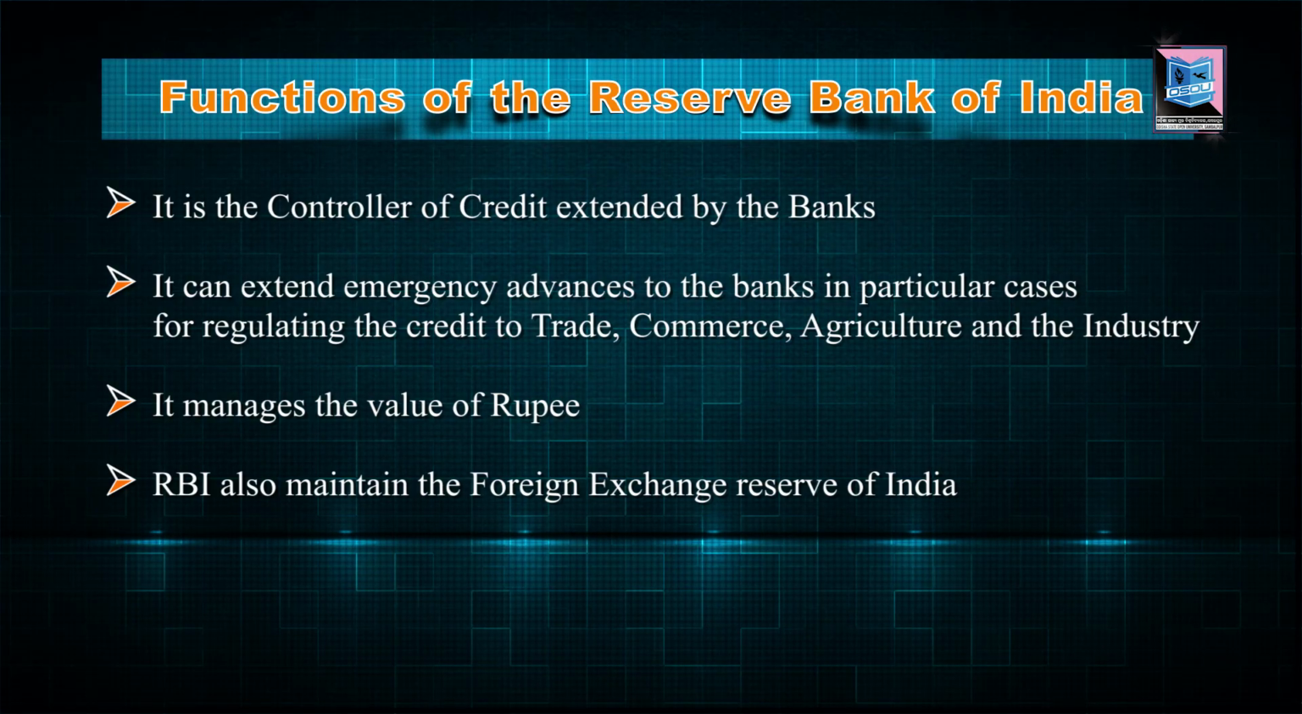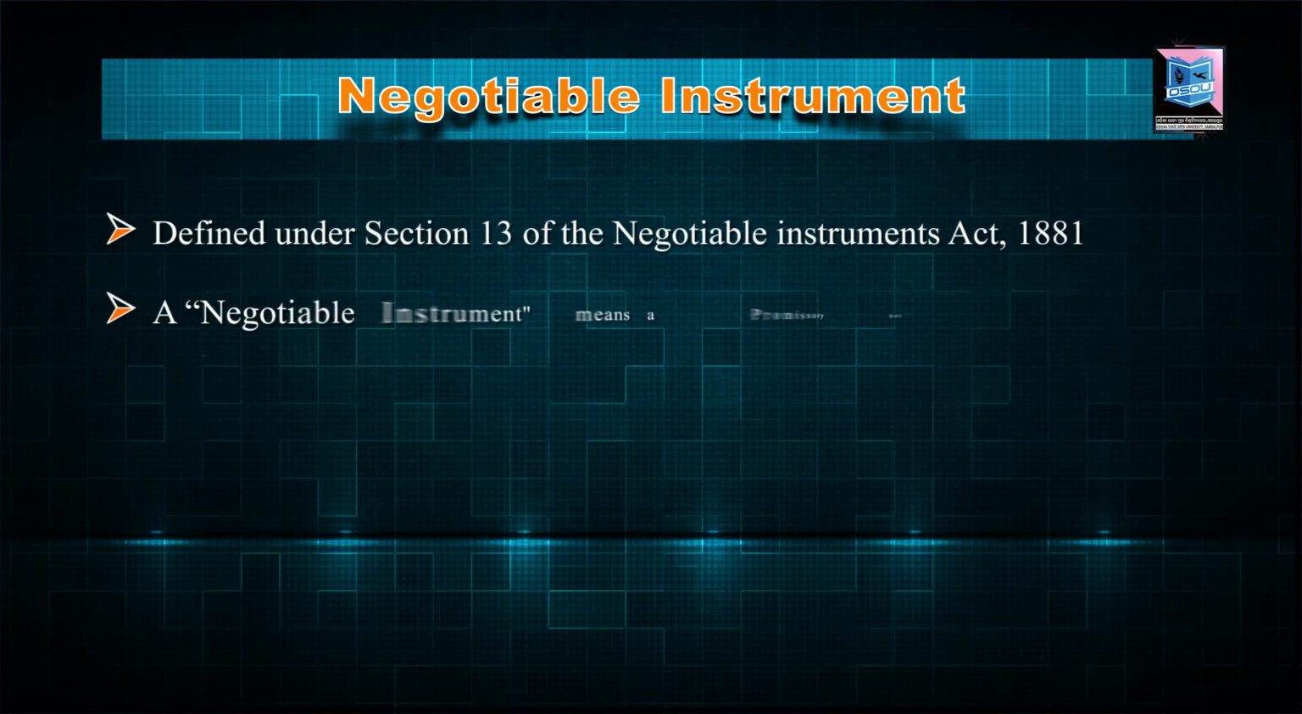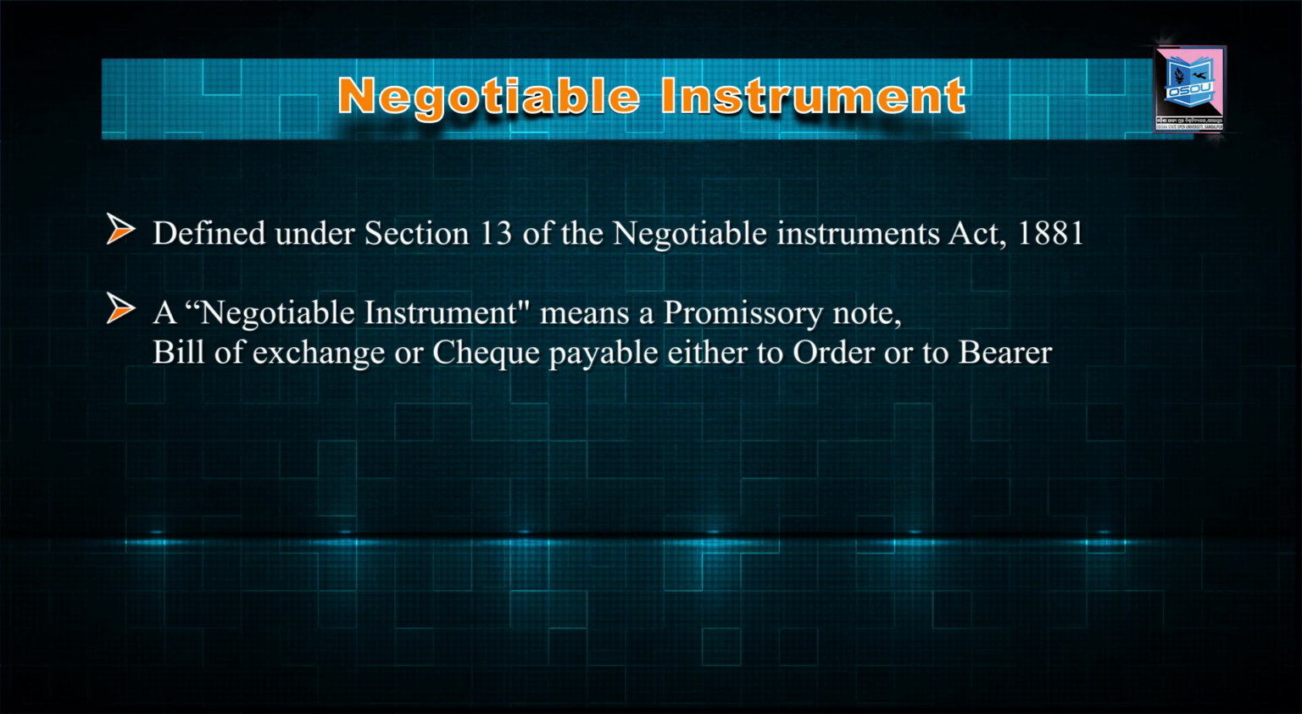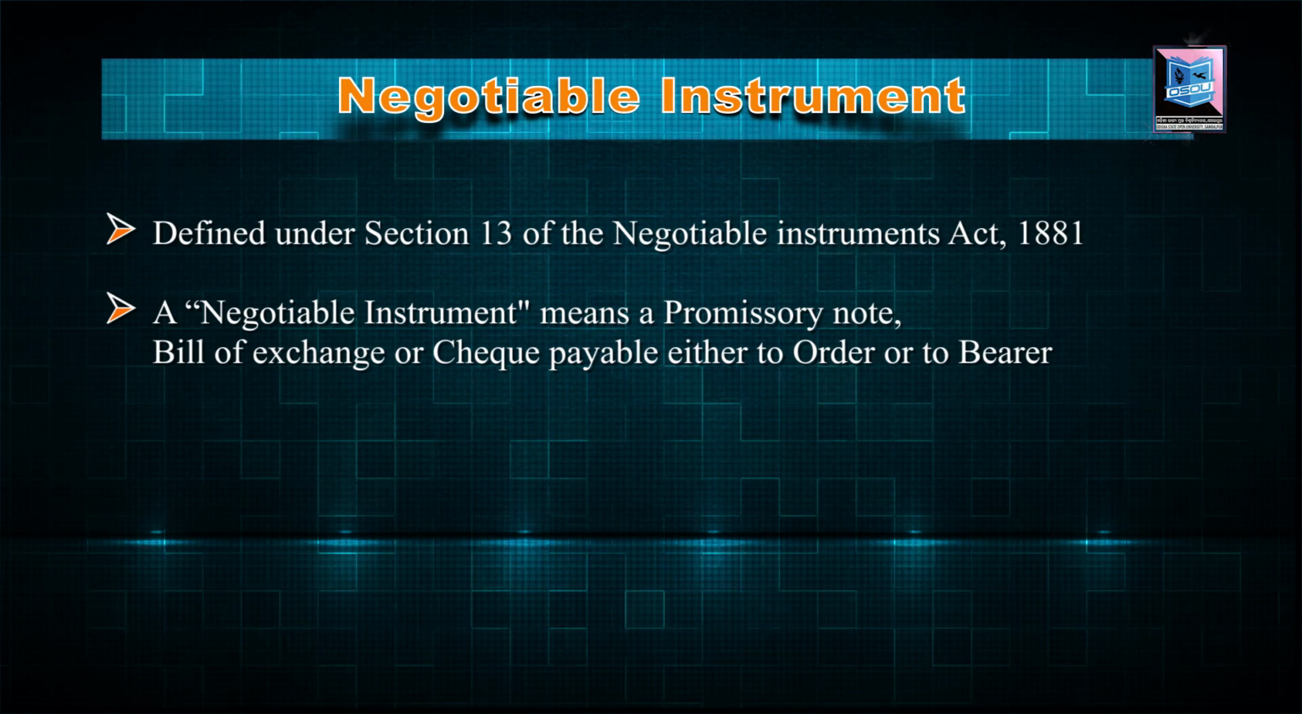Now coming to the main discussion for today, which is dealing with the negotiable instruments. What actually the negotiable instrument is? The term is defined under section 13 of the Negotiable Instruments Act of 1881. It is defined as: a negotiable instrument means a promissory note, bills of exchange and check payable either to the order or to the bearer. So there are three categories of negotiable instruments which are provided by the definition. The first one is the promissory note. Second one is the bills of exchange and third one is the check. And the next important thing is it is payable either to the order, the person ordered in the same to be paid, or to the bearer of the instrument.